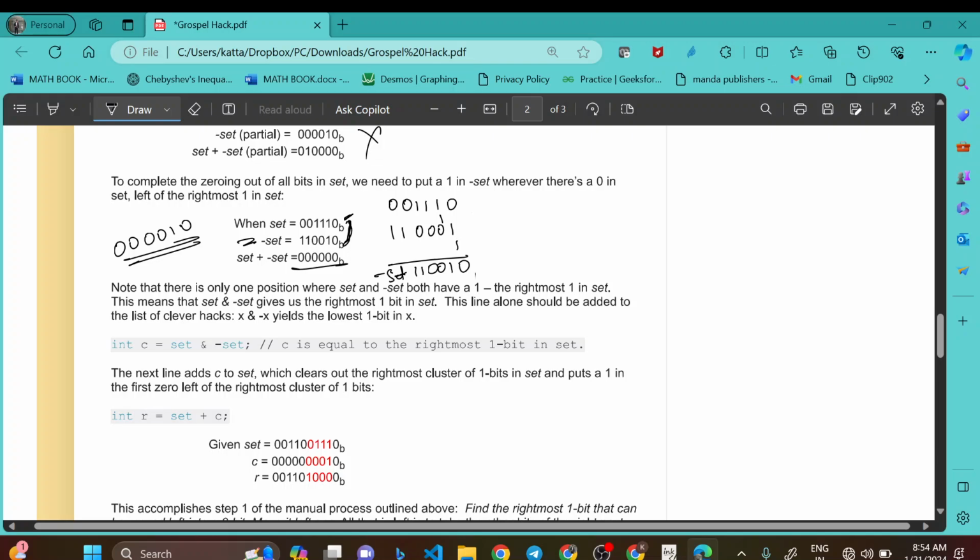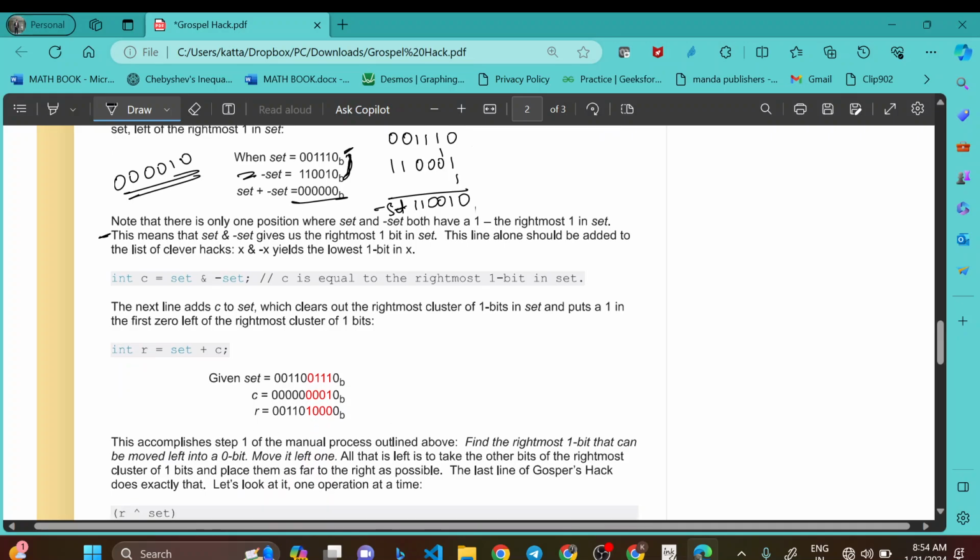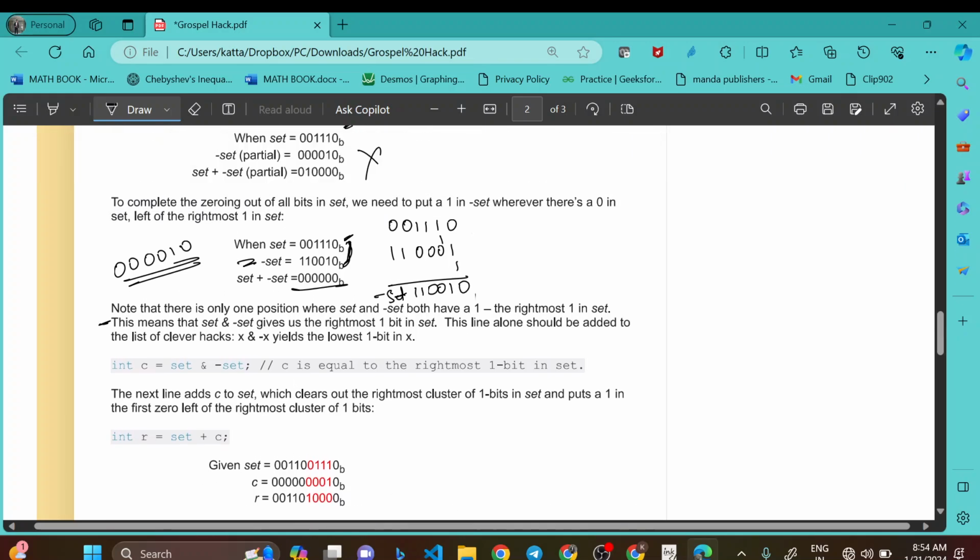This means that set AND minus set gives us the rightmost one bit in set, because that is what you're supposed to move. This line alone should be added to the list of clever hacks: x AND minus x yields the lowest one bit in x. This is the lowest one bit, right?